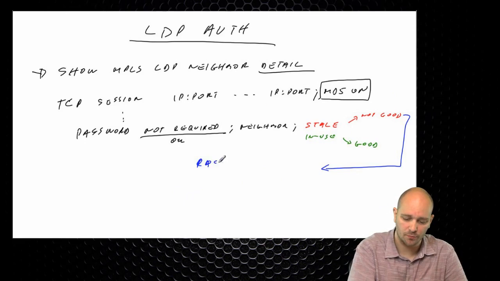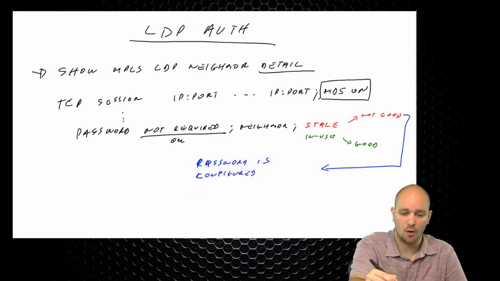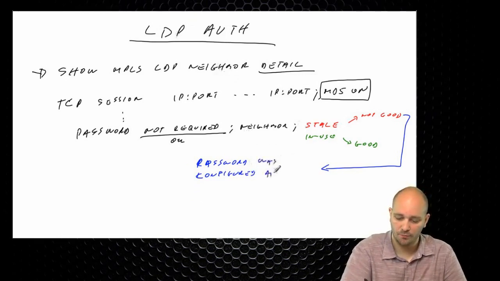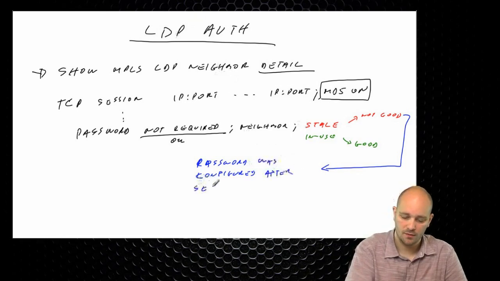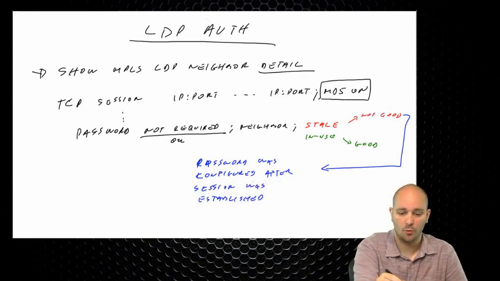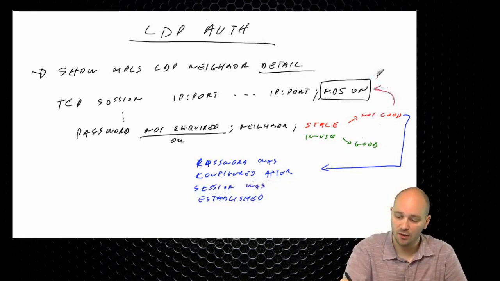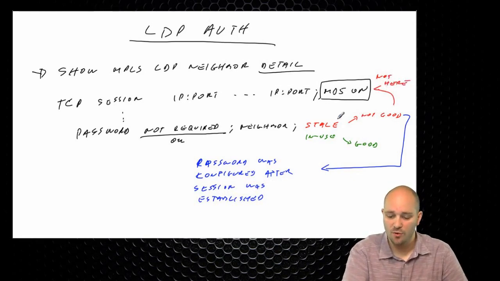Now, if you have stale, that means that the password was configured after the session was established. And if this is the case, what you will see is that this MD5 on will not be visible. So if you have stale, you will not see this MD5 on. So you will have two indicators that something is wrong with your configuration.